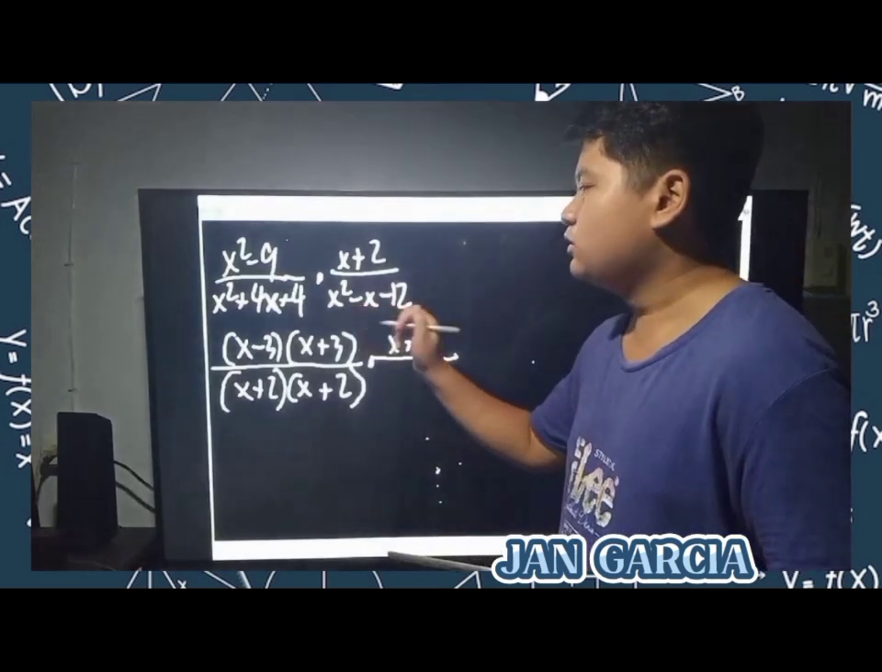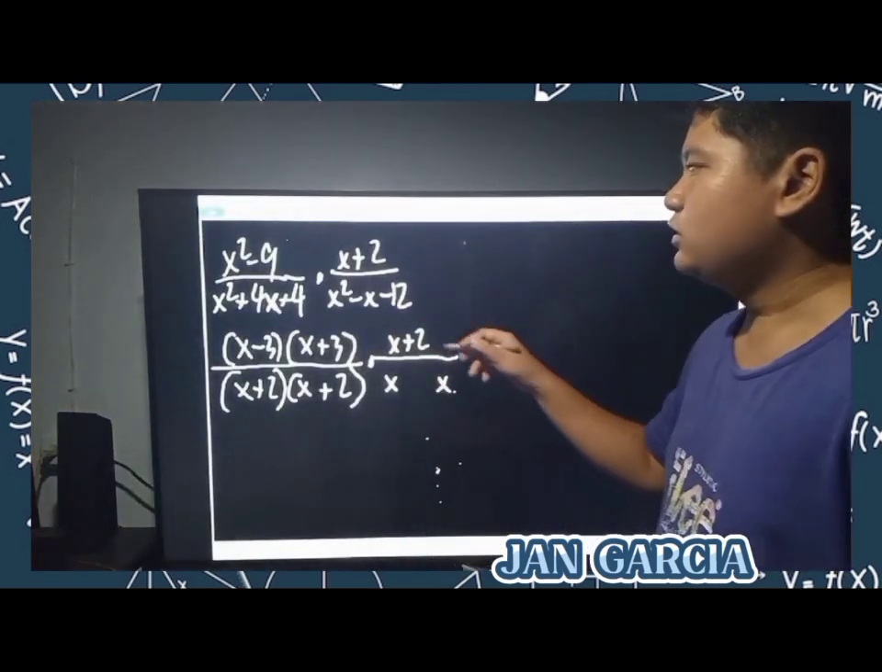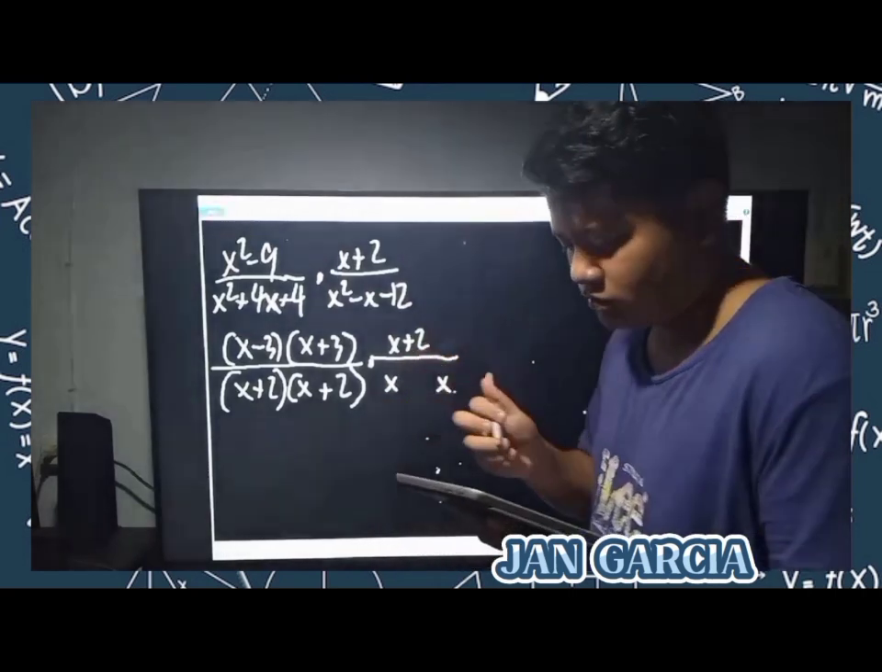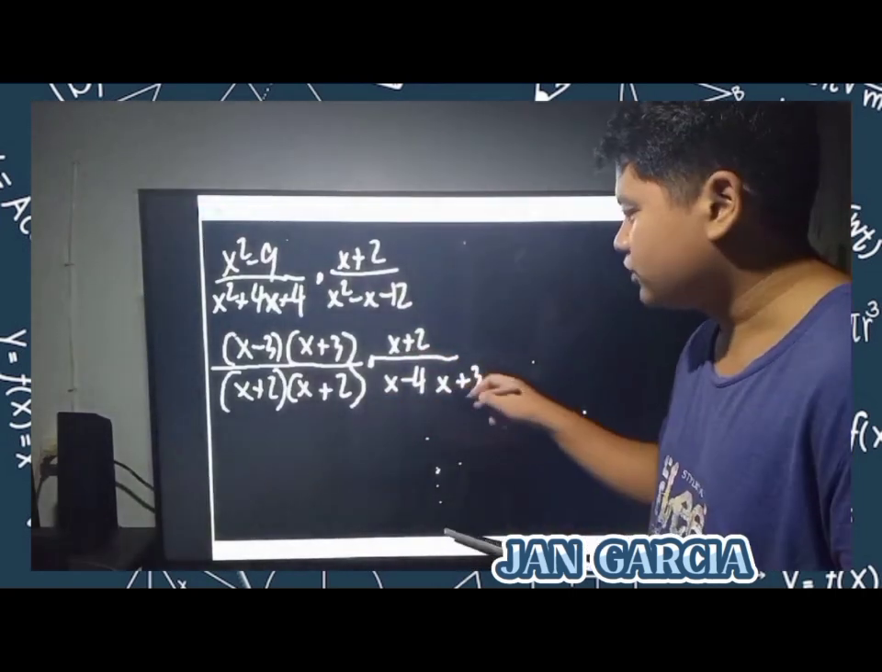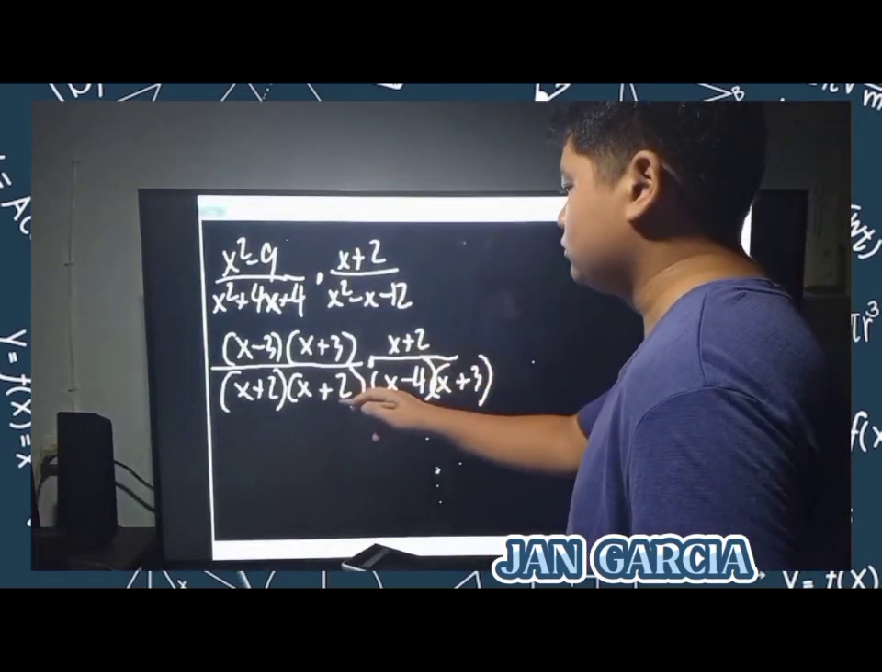Now the factors after x squared. Now we must factor 12, and those two factors must add up to negative 1. And those two factors are negative 4 and positive 3. Now, we cancel like terms. The only like terms are x plus 2 and x plus 2.